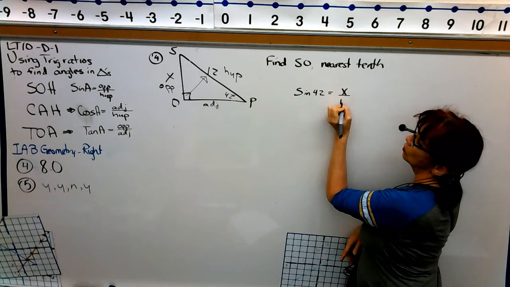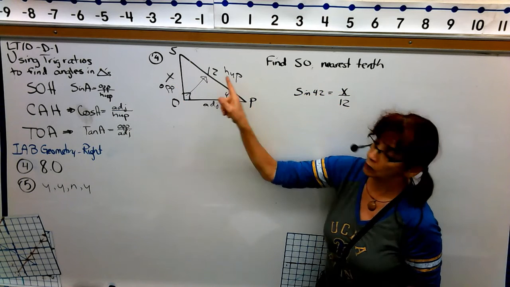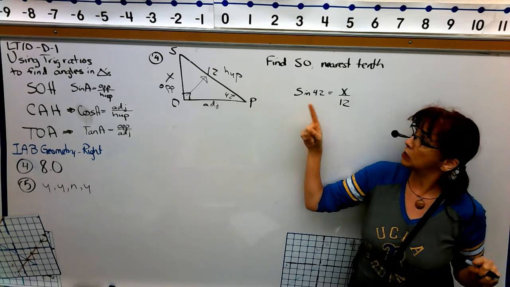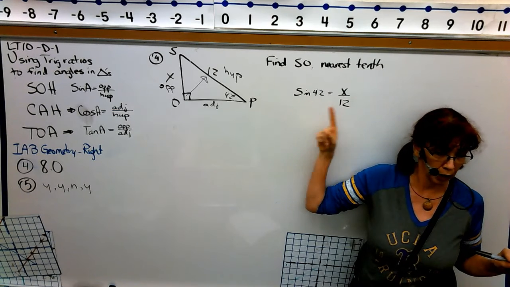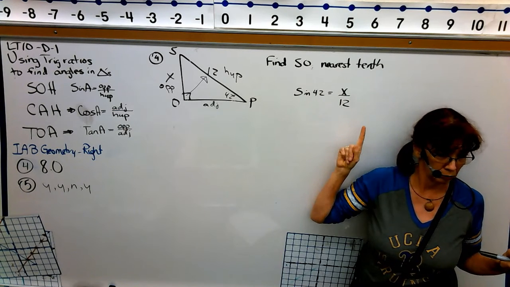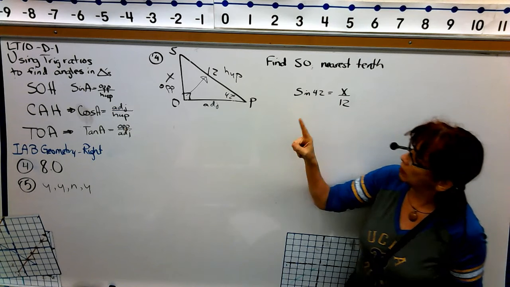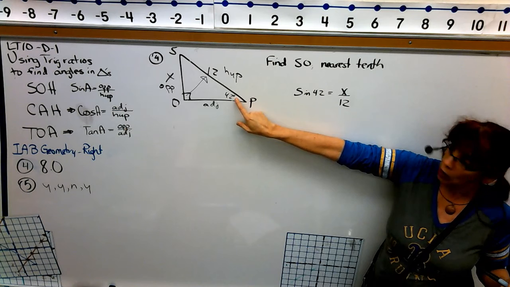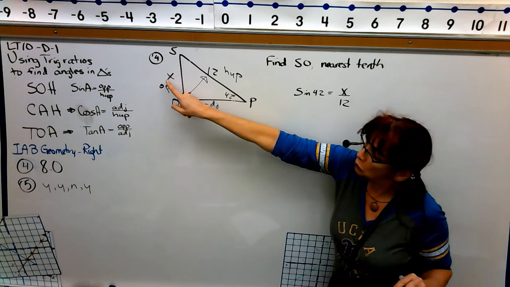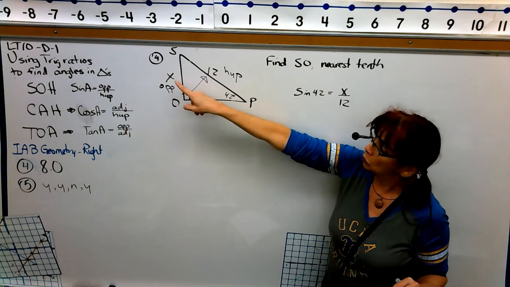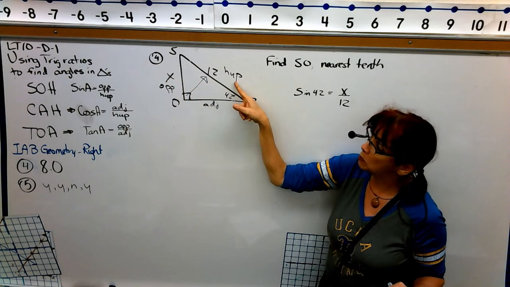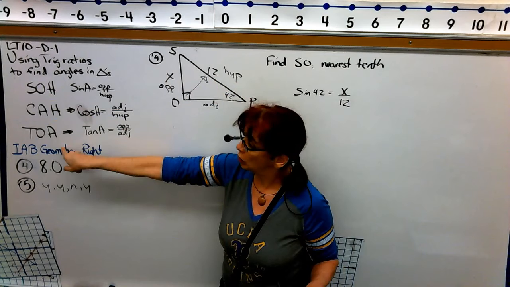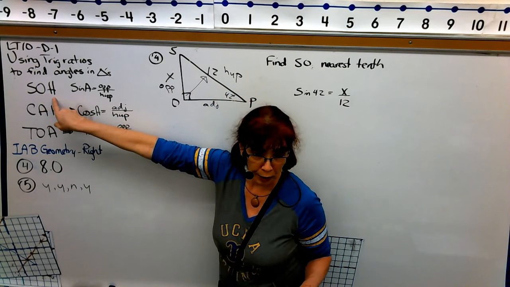Did that answer the question on why I'm using 42 and why? No. Okay, let me walk this through again. Because they gave me this degree, I look at the stuff I'm given. One of them is opposite, and one of them is hypotenuse. So it's SOH, not CAH or TOA, because I've got opposite and hypotenuse. So that's why I'm using sine. The sine of 42 degrees is x over 12.